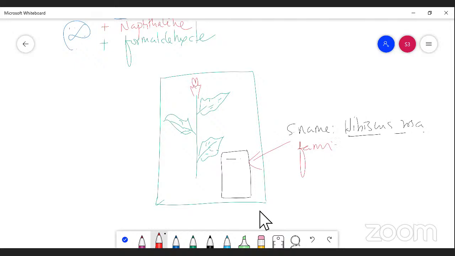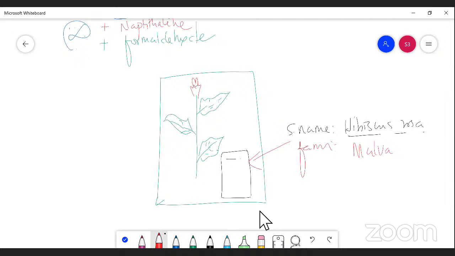A family is always a family. Just in order to understand, I'm taking the Hibiscus rosa-sinensis flower. It is called Chinese rose in English. It is called Sembaruthi in Tamil, right? Then what is its order?